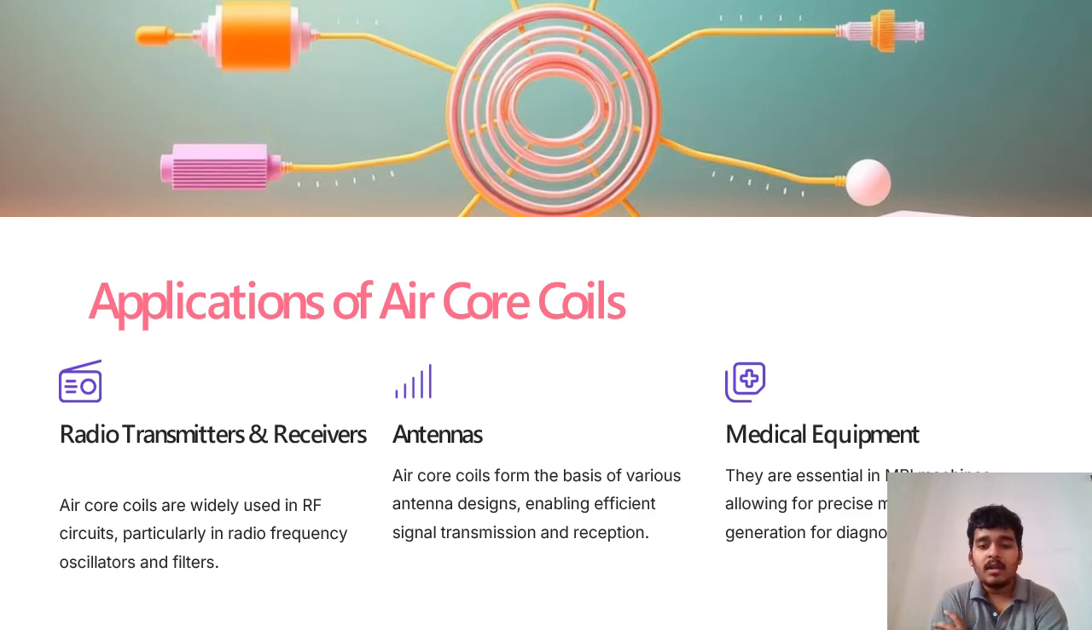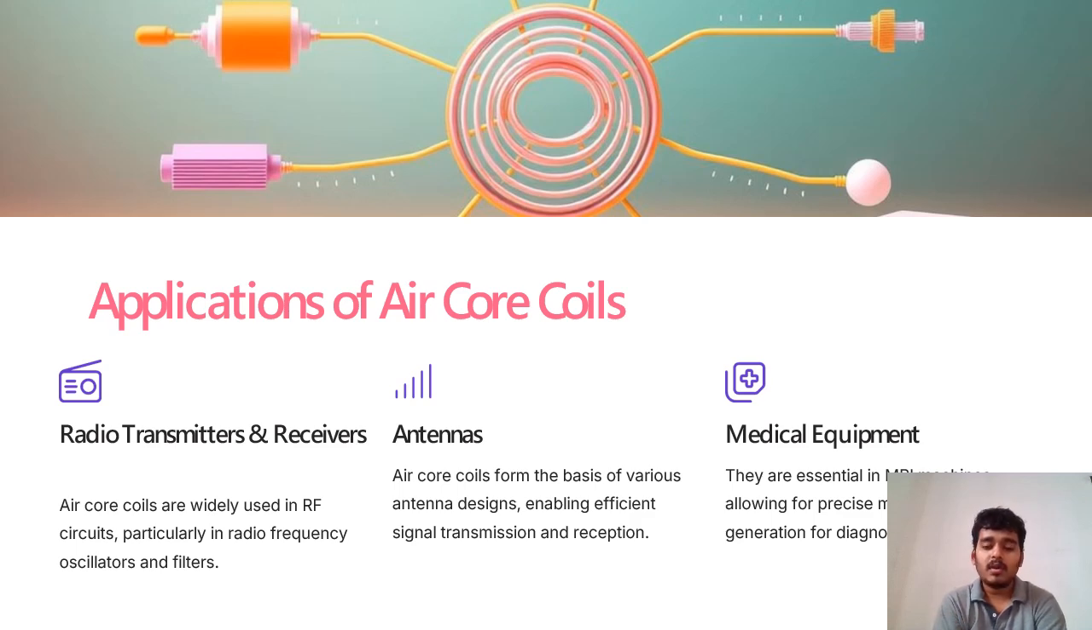Antennas: air core coils are also basic to various antenna designs, enabling efficient signal transmission and reception. They can also serve medical equipment. They are essential for medical equipment, allowing precise measurement and generation of diagnostics. These are all the applications of air core coils.